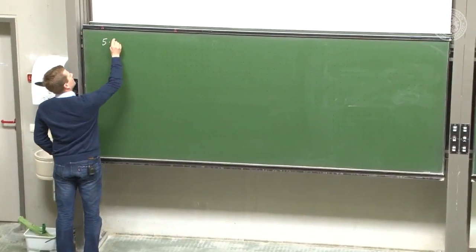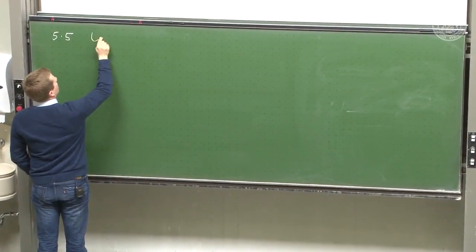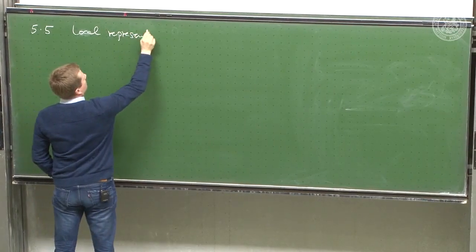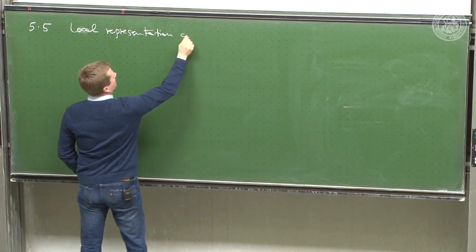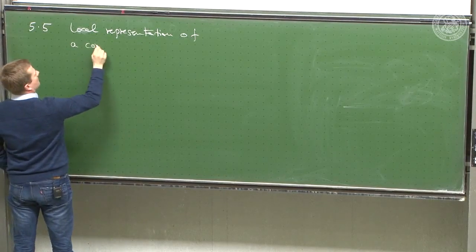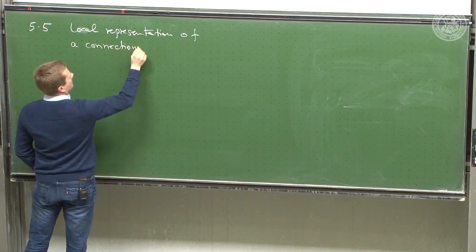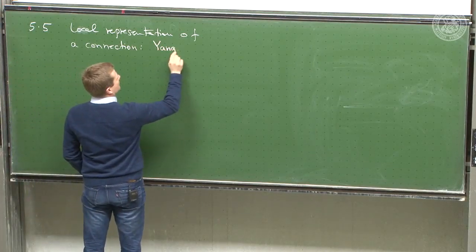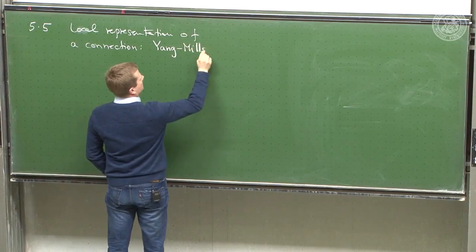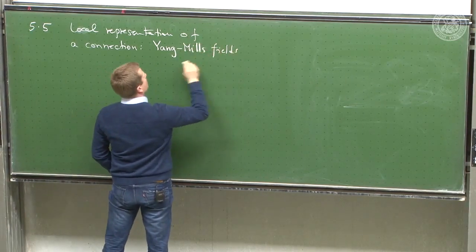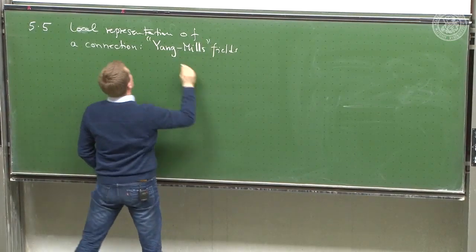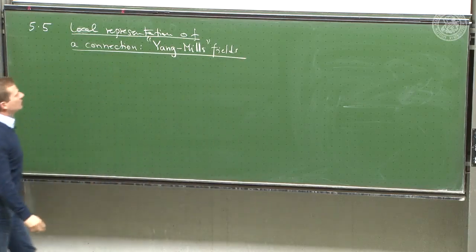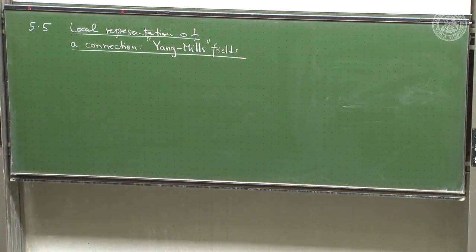5.5, local representation of a connection. And we will use invariantly the terminology "Yang-Mills fields". And we put that in quotation marks because that may apply to situations that a physicist would not call a Yang-Mills field in the first place.